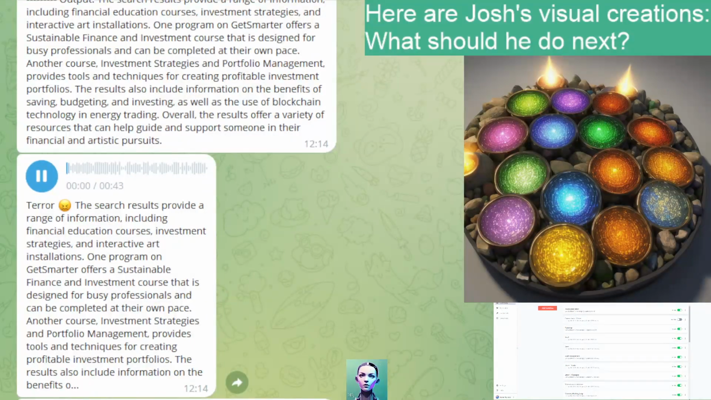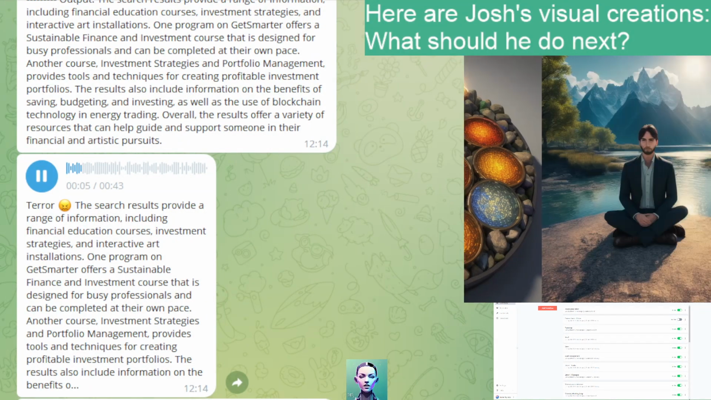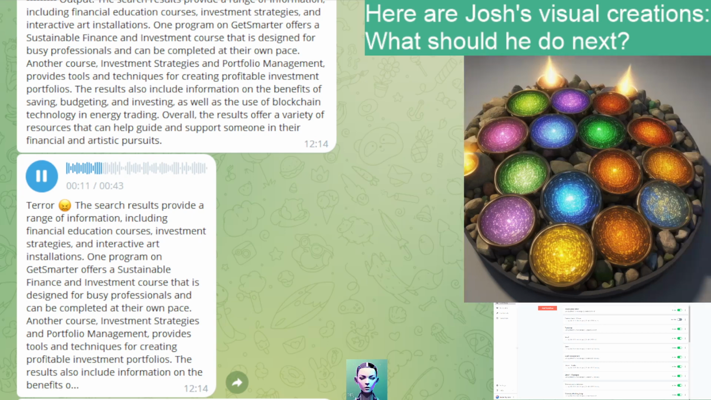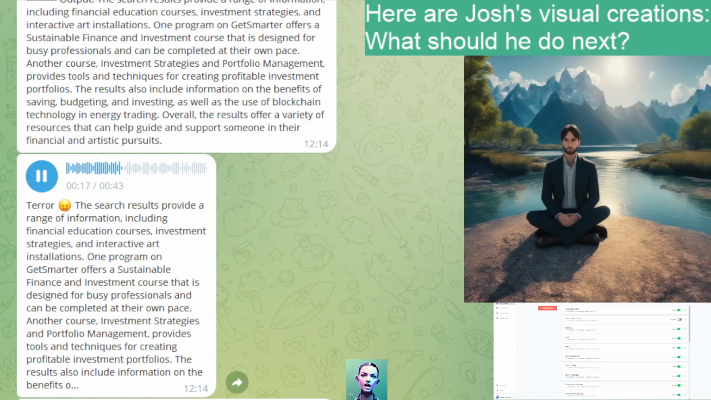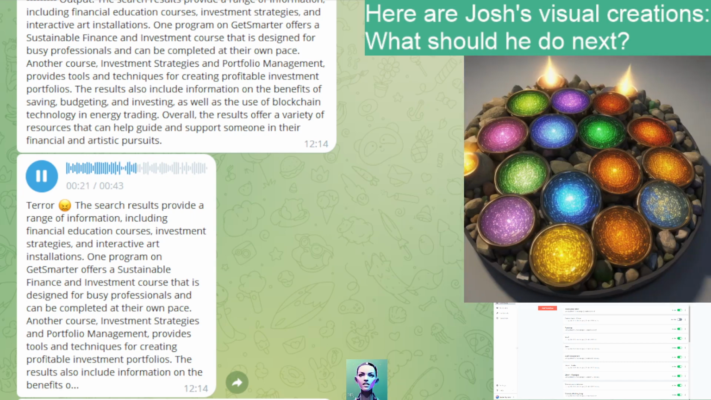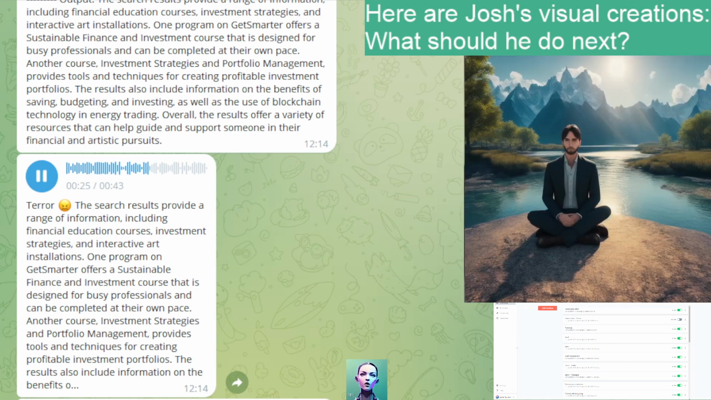The search results provide a range of information, including financial education courses, investment strategies, and interactive art installations. One program on Get Smarter offers a sustainable finance and investment course that is designed for busy professionals and can be completed at their own pace. Another course, Investment Strategies and Portfolio Management, provides tools and techniques for creating profitable investment portfolios.